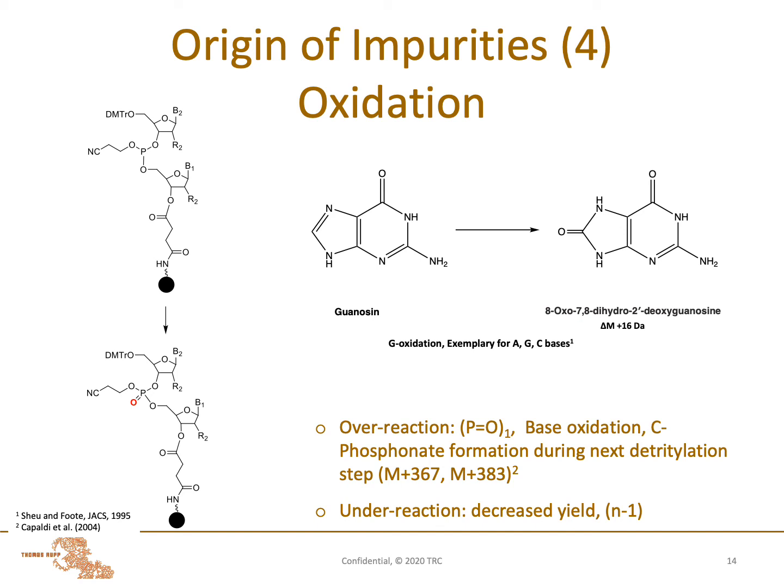Overreaction here leads to base oxidation, to a PO in a phosphorothioate oligonucleotide, and it also leads to a C-phosphonate formation during the next detritylation step, which I will show on the next slide, which is the sulfurization. And here you can see, for example, the G oxidation that has been described by Choi and Fute in 1995. That could happen, and that leads to a mass plus 16.